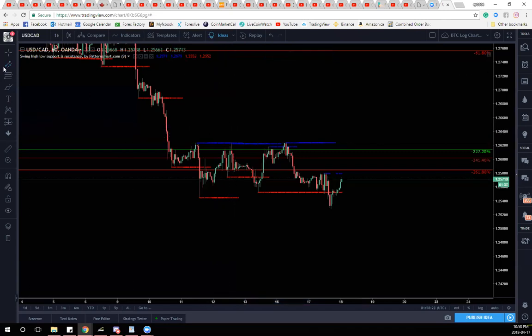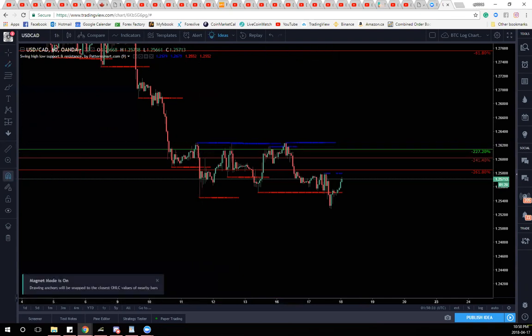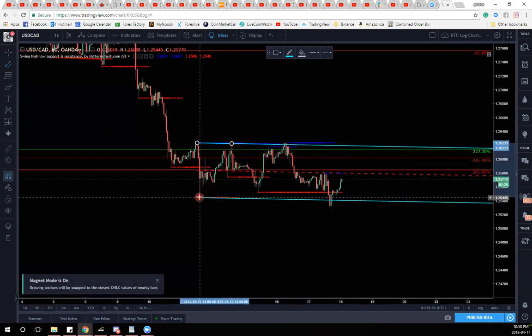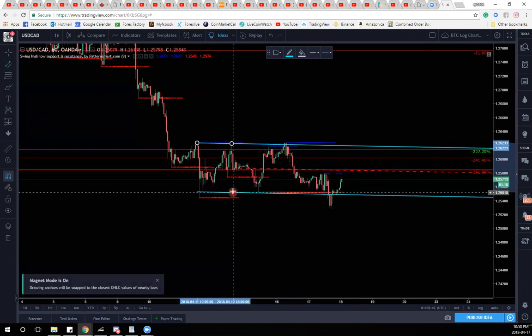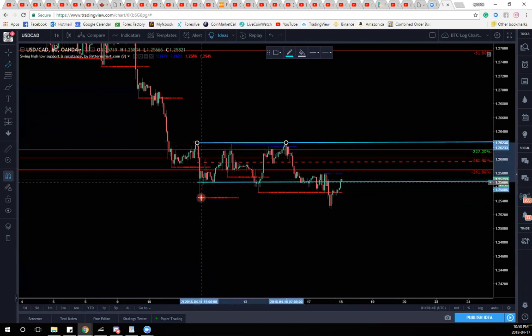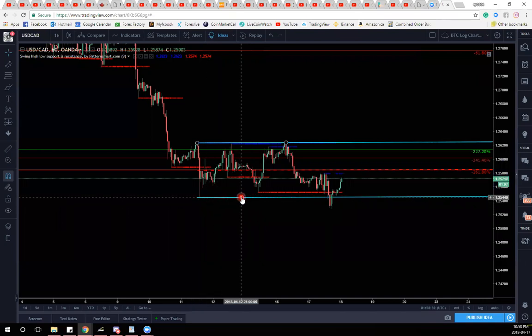What the heck? Oh, my magnet's off, that's why. Why is it crooked? It's slightly lower, yeah, I guess. See, it doesn't even make it there.